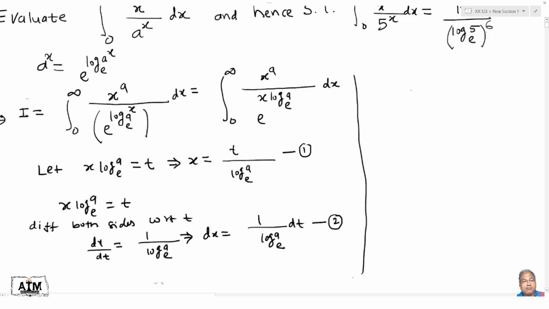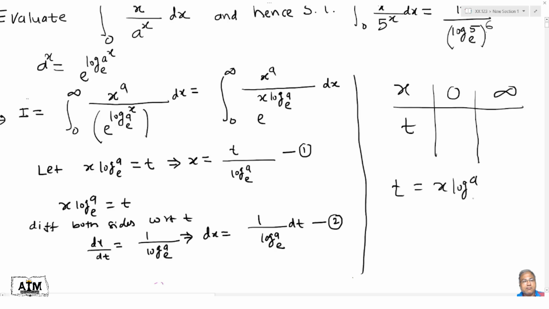Now we have to change the limits. Here x limits and t limits. X limits are 0 to infinity. Now we have to find out limits for t. Since t equals x multiplied by log a to the base e, if x equals 0 implies t equals 0. 0 multiplied by anything is 0. Similarly, for x equals infinity, t equals infinity multiplied by anything is again infinity. So the limits for t are the same, 0 to infinity.